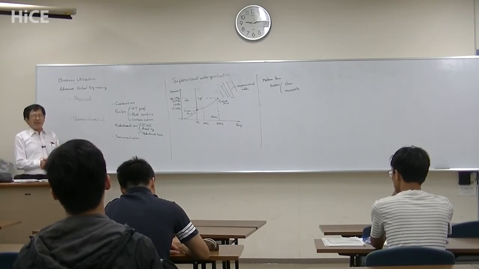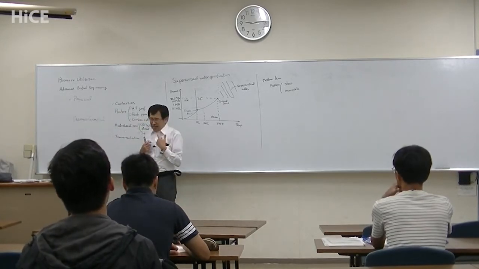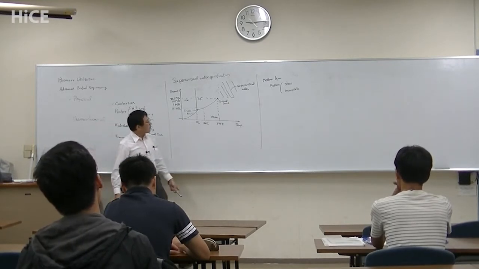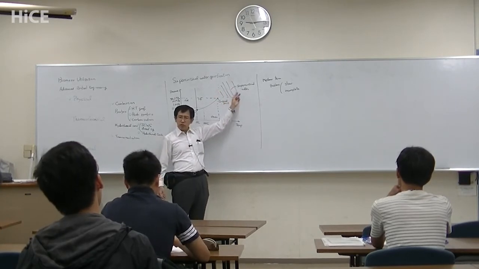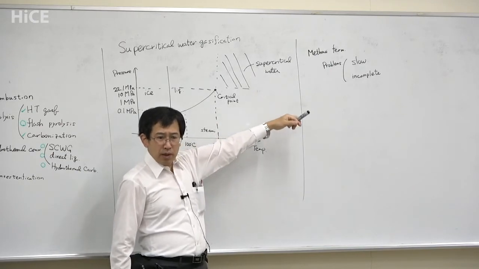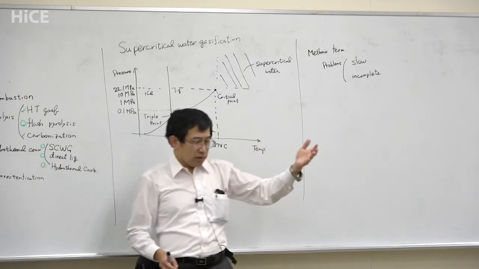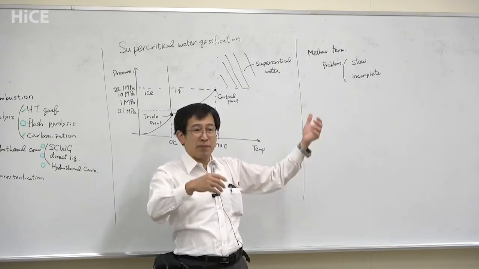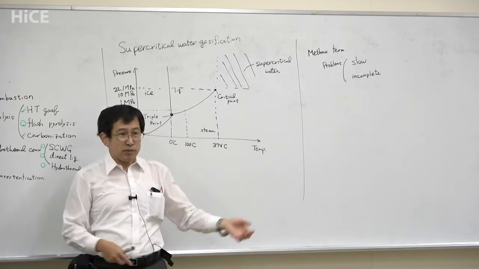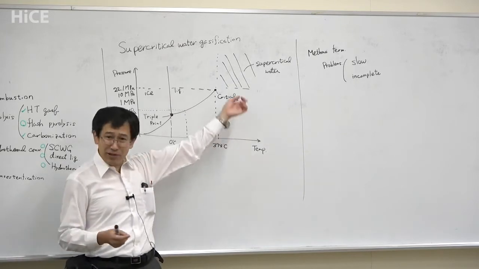When I explain this technology to everyone, there's sometimes a question from the audience. You know, high temperature, high pressure water requires energy to be produced. Then even if you get biomass gasification energy, you may be using more energy to produce high temperature, high pressure water. Then in total, you are using energy. You are not producing energy. It's the case. Then why are we doing this?